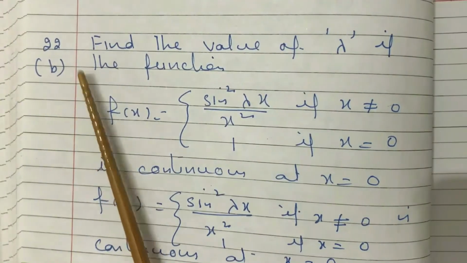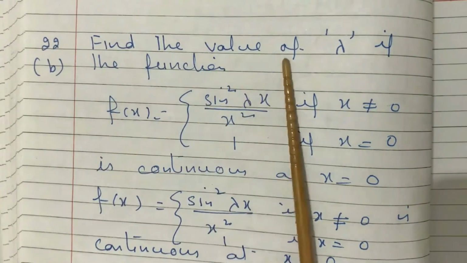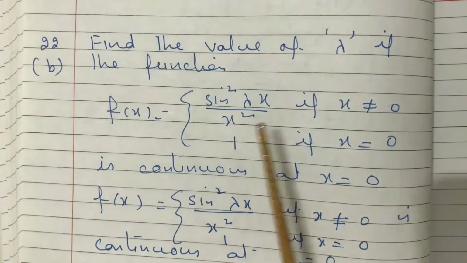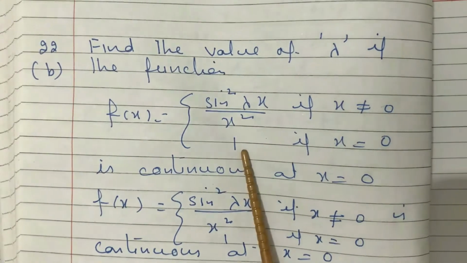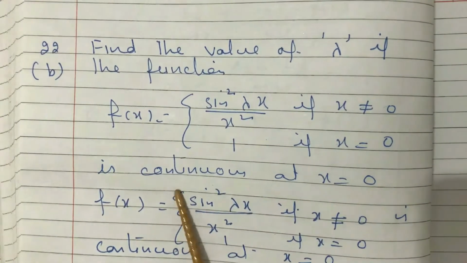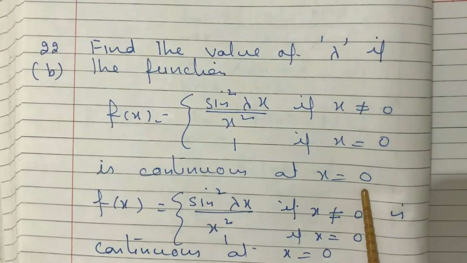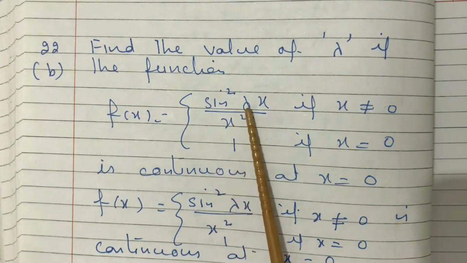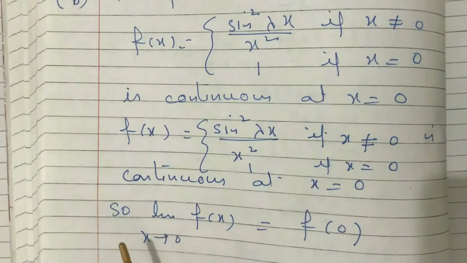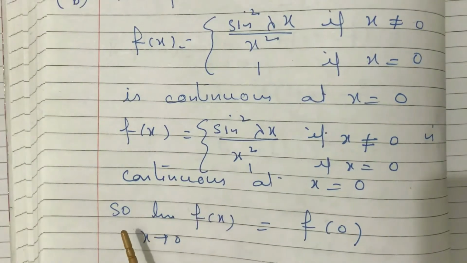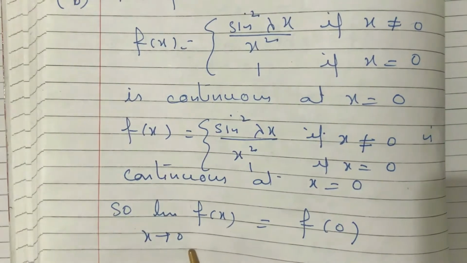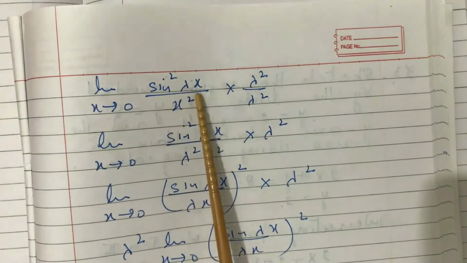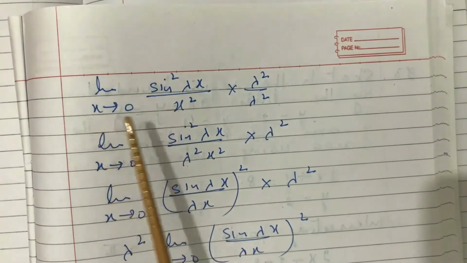Now 22nd question, B part. Find the value of lambda if the function f(x) is (sine square lambda x) upon x square if x is not equal to 0, and it is 1 if x is equal to 0, is continuous at x is equal to 0. Now this function is continuous at x is equal to 0 and we have to find the value of this lambda. So if it is a continuous function, then limit of f(x) as x tends to 0 is equal to f(0). Limit of (sine square lambda x) upon x square as x tends to 0.